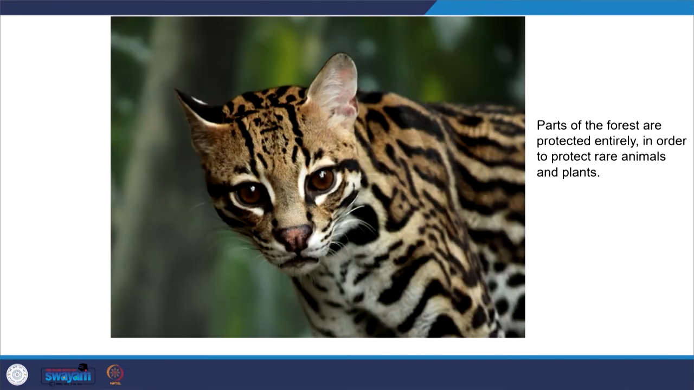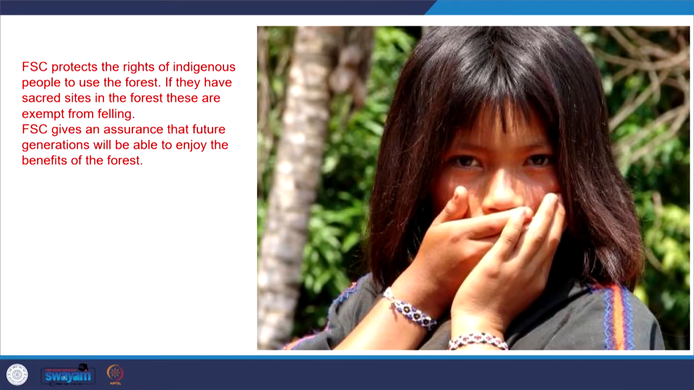When we are cutting down the forest, we should make sure that it does not hamper the wildlife or the flora or fauna in any way. We have to make sure that the forest is protected also. And not only the animals, but the indigenous people who survive on their forest, their sacred sites associated with it, how do you protect them? The FSC gives an assurance that future generations will be able to enjoy the benefits of the forest.